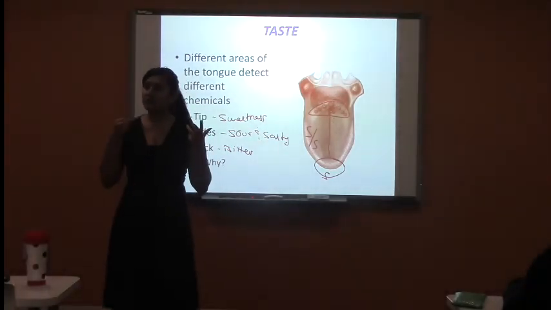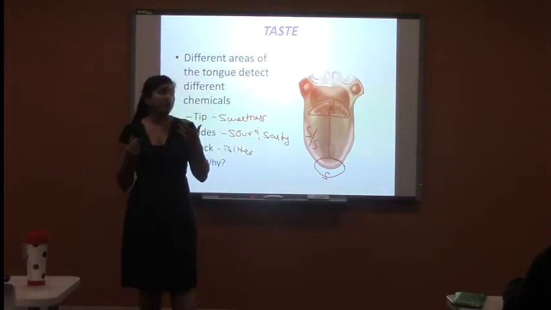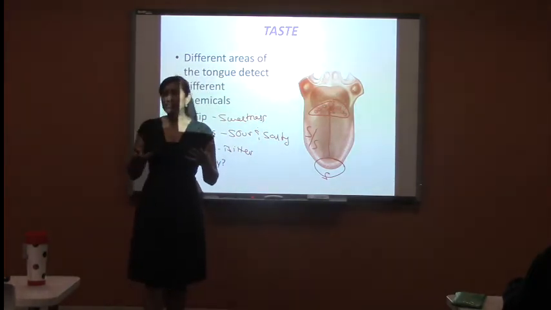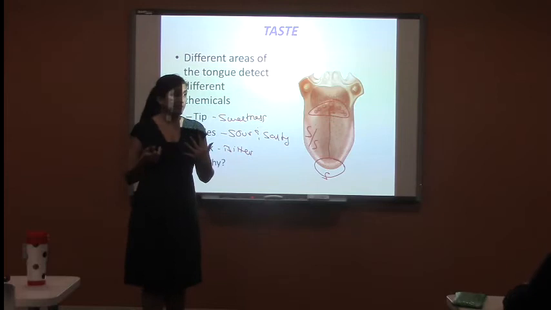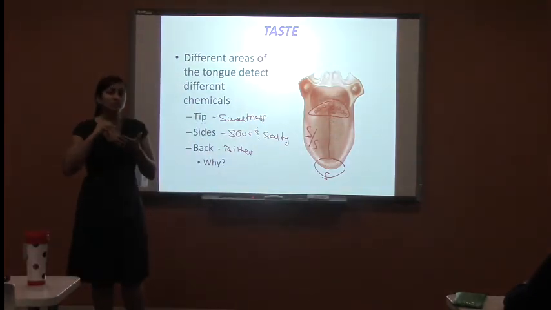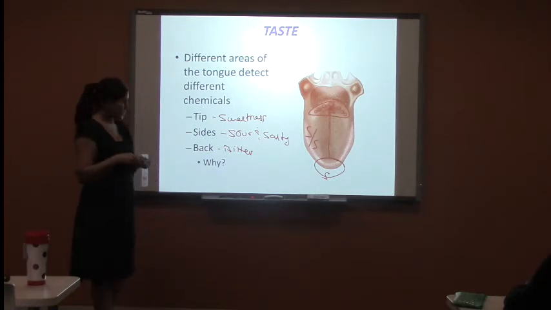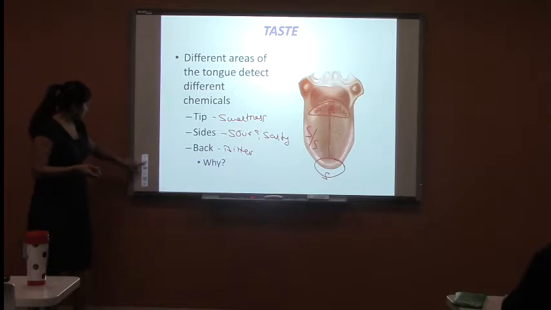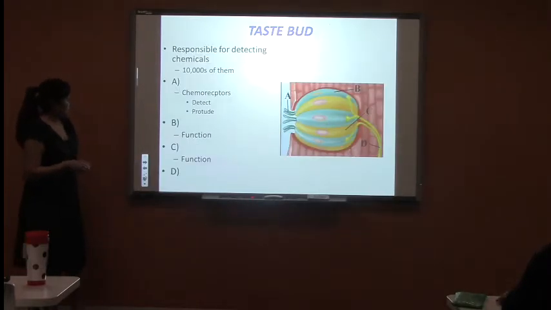Now, why is bitter at the back? It's a protective measure because anything that's bitter, it's harmful. So like poisons are bitter. So it's in the back of the tongue to allow you, as soon as it comes with it, you could gag it out. Okay? Does that make sense? Okay.